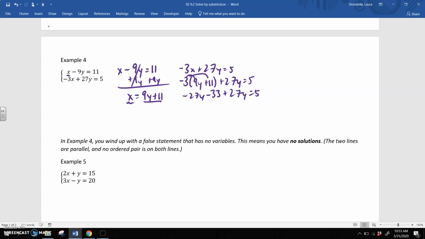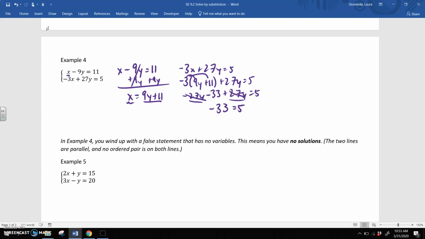Now let's see what happens. I combine like terms. I have a negative 27y and a positive 27y. Those cancel out. And I am left with negative 33 equals 5. Now in example 3, Ms. Galt showed you how sometimes when you do step 2 of substitution, the variables go away, but in example 3 you got 10 equals 10.